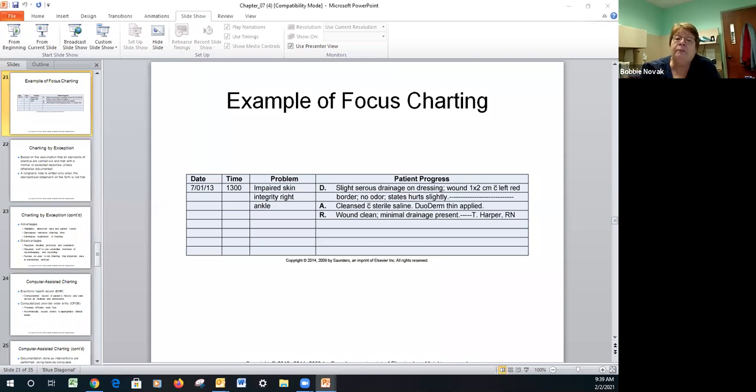Here's an example. You have impaired skin integrity on the right ankle as our problem. So we have some drainage on the dressing. Okay, that's our data. No odor. Hurts slightly. Our action was we cleaned it and put a dressing on it. And our response is that the wound is clean with minimal drainage.